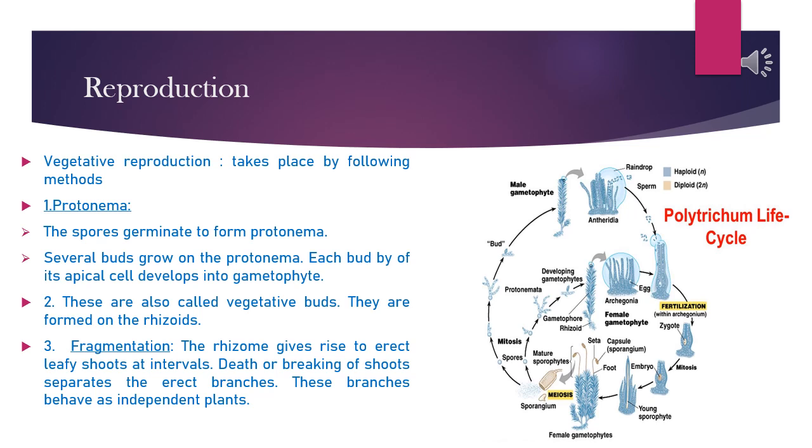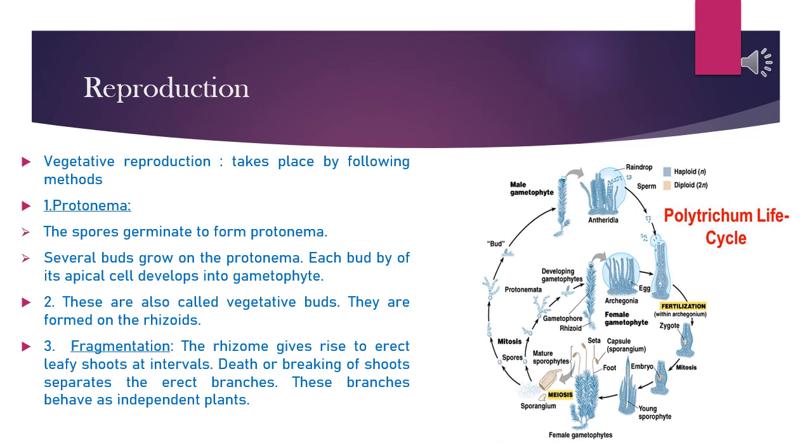So here in the Polytrichum, the spores will germinate and lead to the formation of a protonema. The next type is budding. Here the buds grow from the protonema and they are called vegetative buds. Buds are nothing but somewhat tuber-like structures. In Polytrichum, directly from the protonema, it means directly from the rhizome region, the buds will arise. And the last type of vegetative reproduction is fragmentation.